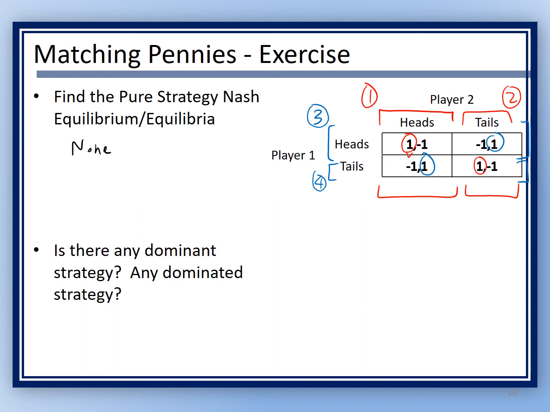Any dominant strategy? As you can see, players might use any action depending on the opponent's choice, so none and none. All right, this sounds like a mess. No equilibrium, no dominant strategy, no dominated strategy. What would happen in this case?